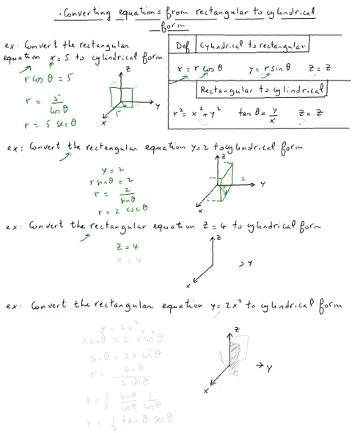Alright, the next one: convert the rectangular equation z equals 4. Now remember, z is just equal to z. Z is equal to z, so nothing changed. It's still the same. Z equals 4 is in rectangular form and is also in cylindrical form.